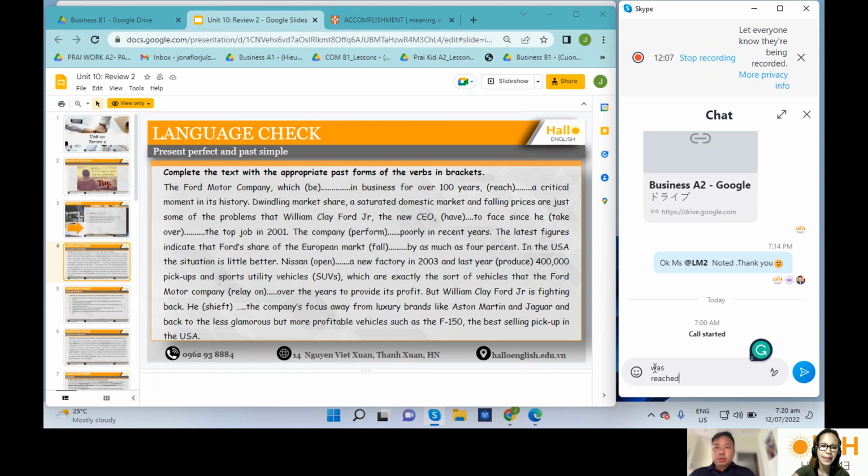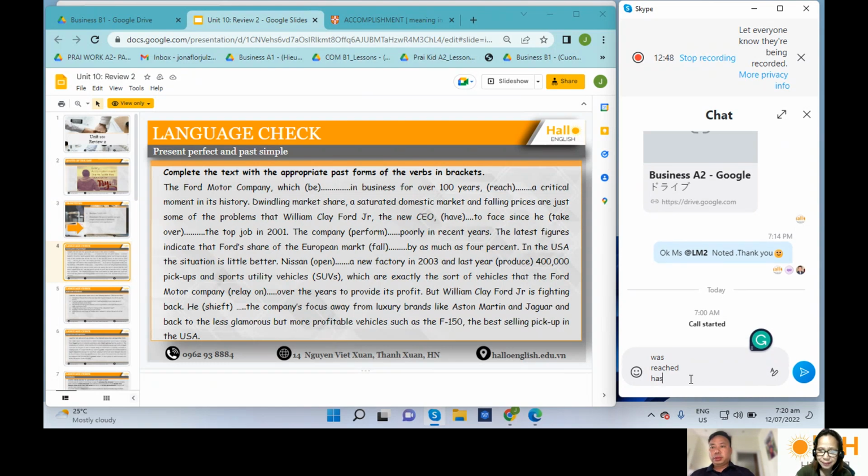Dwindling market share, the domestic market and falling price are just some of the problems that William Clifford George, the new CEO, had to face. Have will become had, right? Yes, had.